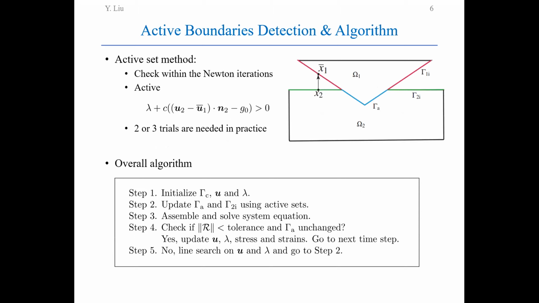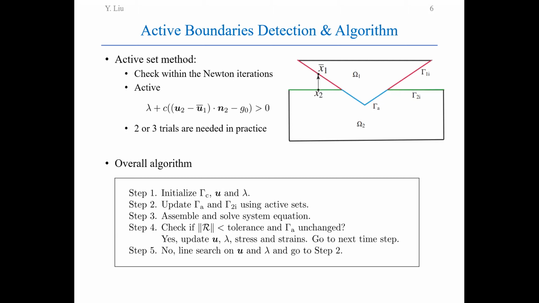In order to determine which part of the boundary is active and which part is inactive, we use the active set method. Without this method, the common way is by trial and error. That is to say, we assume a non-active contact boundary outside the Newton iterations. We solve the system of equations for this assumed contact condition, get the solution, and then check whether the solution is valid for the assumption or not. If not, we need to assume a new contact and repeat. That is to say, at least two nested loops are required.